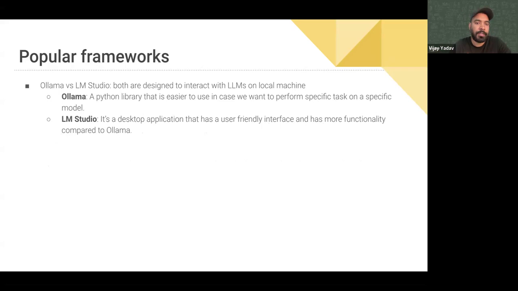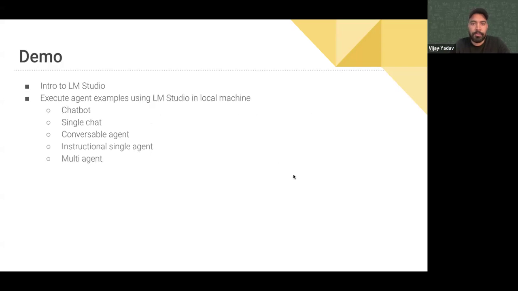Ollama is a Python library that is easier to use in case we want to perform a specific task on a specific model. You don't need to install any binary or executable file. It's just pip install ollama, and you specify the specific model you want to work with, and it will automatically inference that model for you once you invoke the Ollama library. LM Studio is a desktop application that has a user-friendly interface and more functionality compared to Ollama. So with LM Studio, you can do many things, which I will explain now.